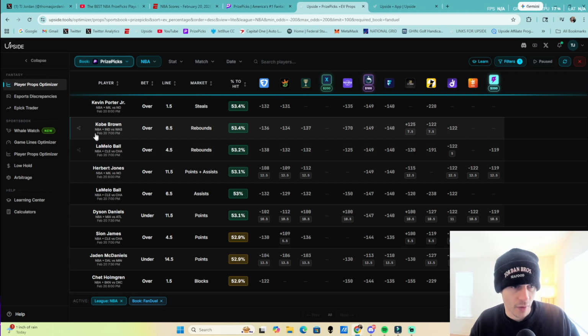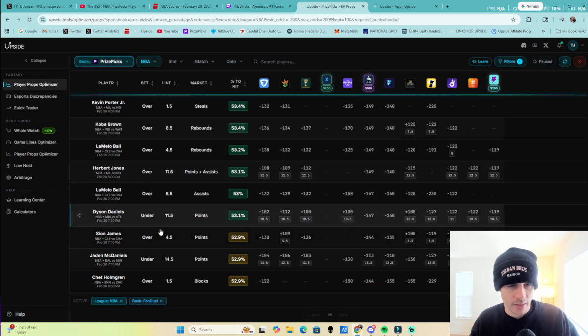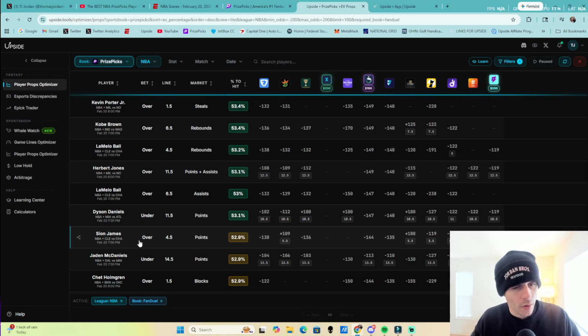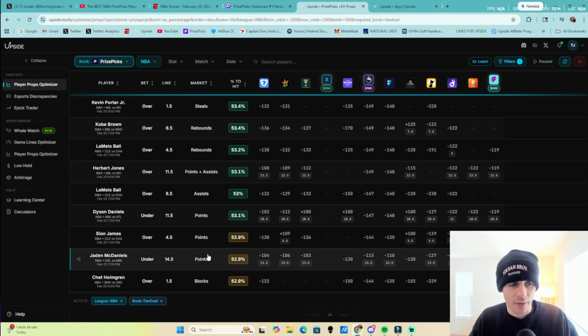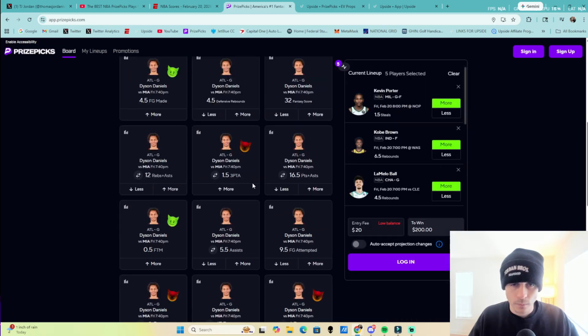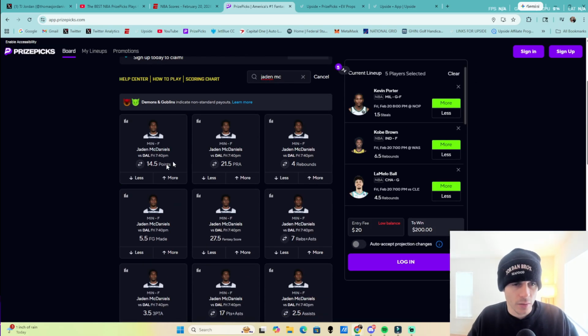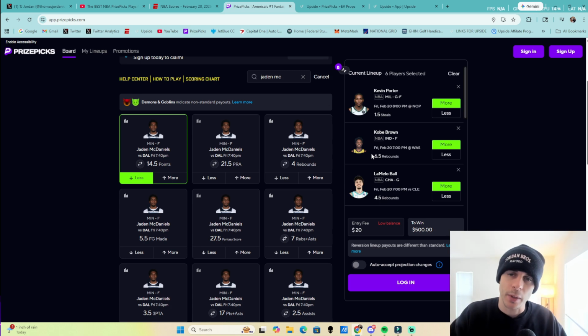And give this a quick refresh. We have Kevin Porter. We have Kobe Brown. We have LaMelo Ball. We have Herb Jones. We got to skip over LaMelo assists because we played his rebounds. We have Dyson Daniels. Zion James over 4.5 points. That's tough. Let's take Jaden McDaniels under 14.5 points. Jaden McDaniels under 14.5 points. So just like that, guys, built out our 6 flex slip.